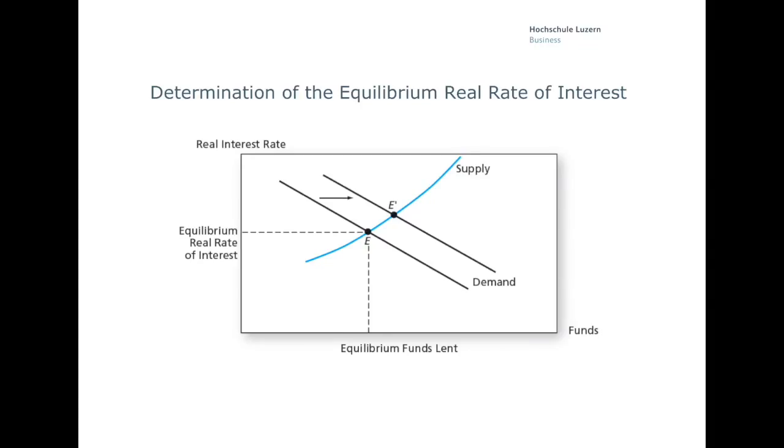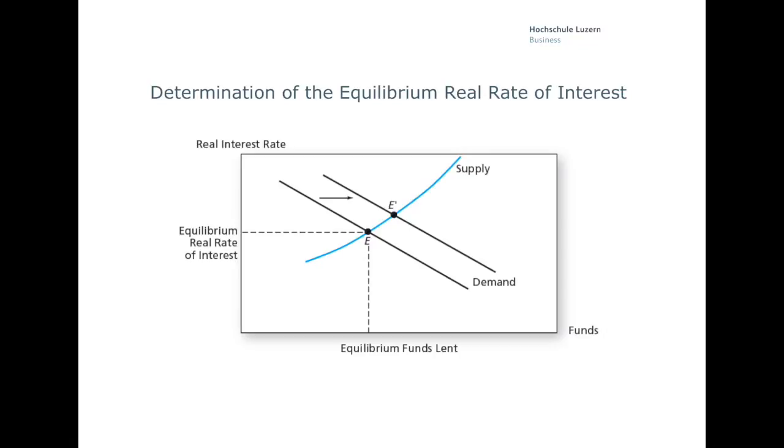As a next step, let's determine the equilibrium of real rate of interest. So to determine the equilibrium of real rate of interest, we use a graph displaying the supply and demand of funds. Now the figure shows a downward sloping demand curve and an upward sloping supply curve. On the horizontal axis, we measure the quantity of funds, and on the vertical axis, we measure the real rate of interest. The equilibrium of real rate of interest is found at the intersection of the demand and supply curve.